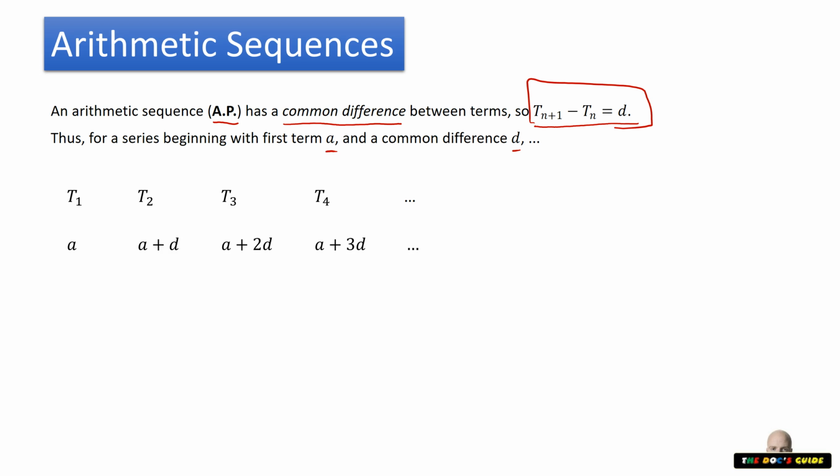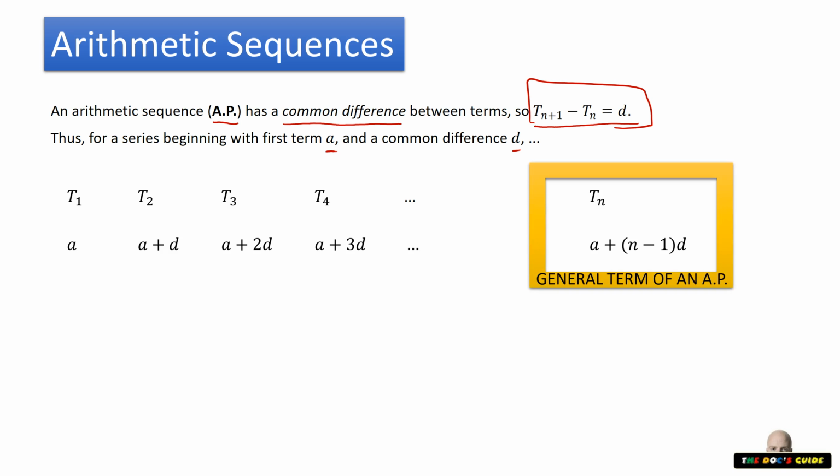And you're probably picking up the pattern now, that what we could say is that somewhere further down the sequence, the nth term will be A plus (n minus 1)D. And in fact, this is the general term of an AP. So if we wanted, for example, the 20th term of a particular AP, that would be A plus 19 times the common difference. The 100th term would be A plus 99 times the common difference.